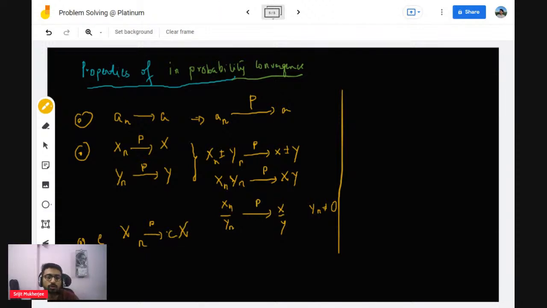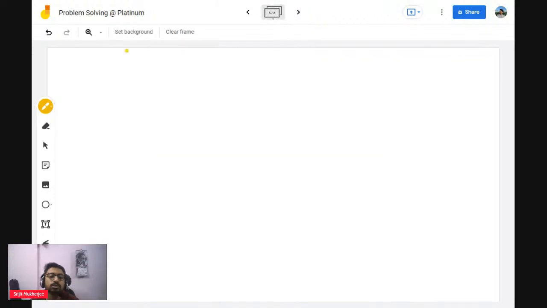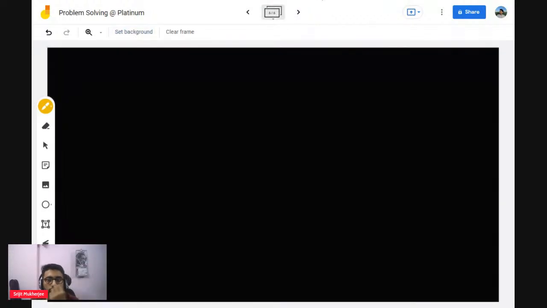So these three ways are the only three ways you can use to show consistency, that is, convergence in probability. Now let's do some problems. So let's do problem number one. Let me check.